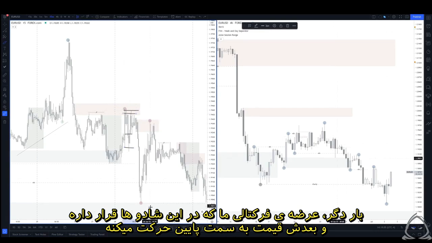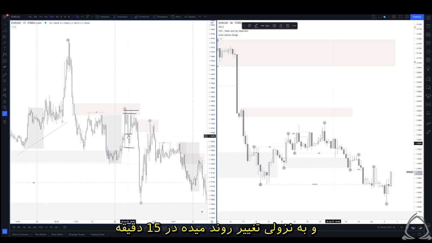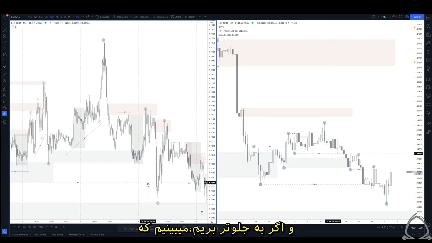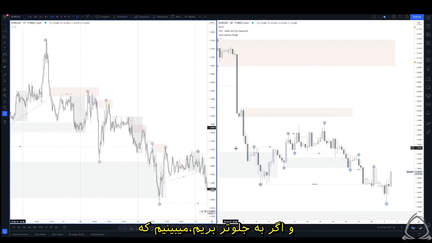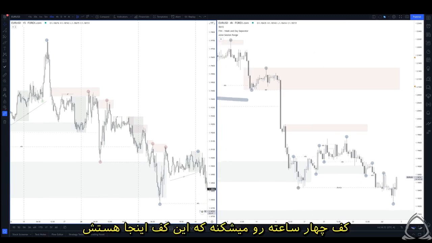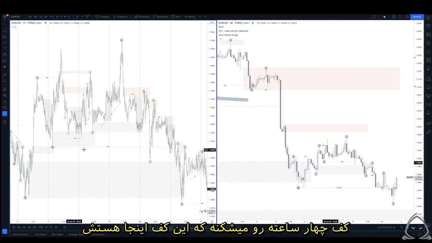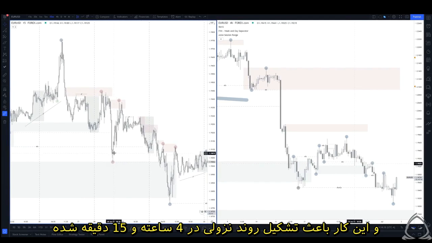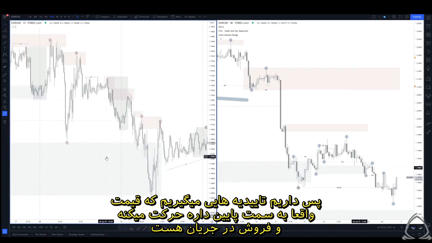And what ends up happening, price then moves to the downside and starts to switch to a bearish trend on the 15-minute. As we continue moving further on, price then breaks the 4-hour low, which is this low right here. And now what this has created is a downtrend on the 4-hour and the 15. So we're starting to really get confirmation that price is moving to the downside and that sells are in play.